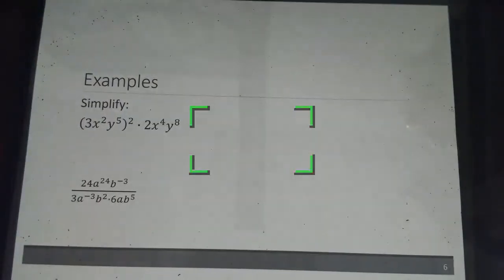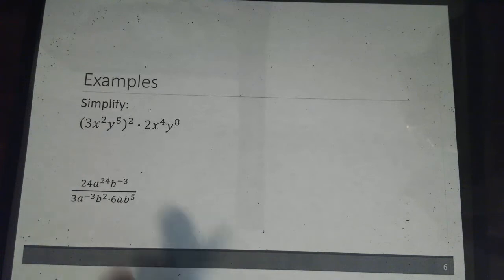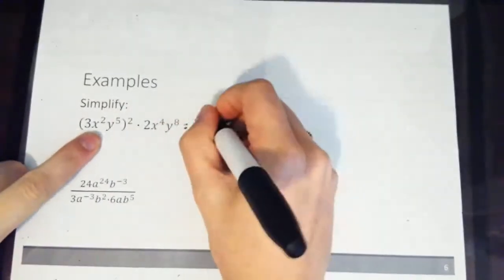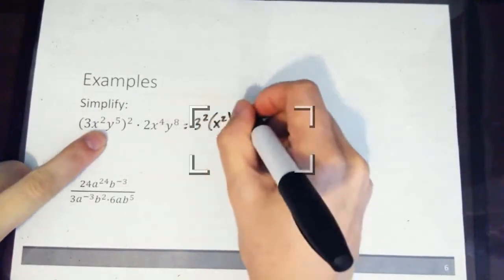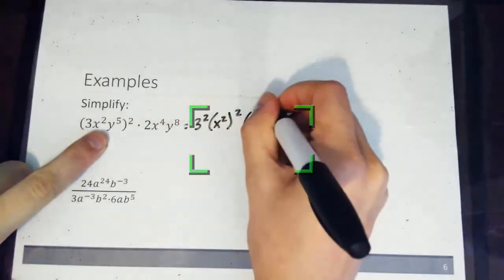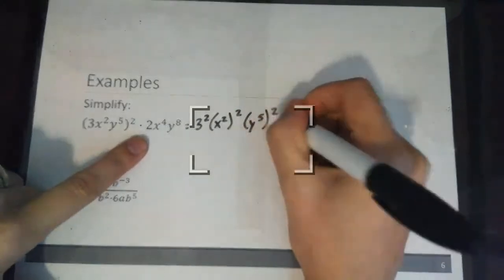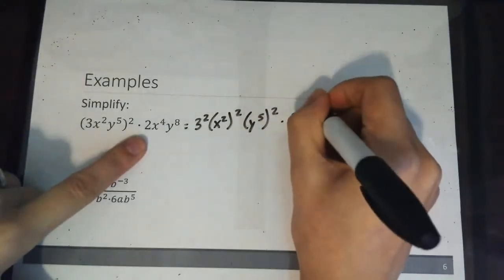We're going to take a look at a couple more. Next up, we're going to look at 3x squared y to the 5th, squared, times 2x to the 4th y to the 8th. I'm noticing this thing in parentheses is squared, so I'm going to have to square everything inside. That'll give me 3 squared times x squared squared times y to the 5th squared. That handles the square outside the parentheses. I want to multiply that by 2x to the 4th y to the 8th.